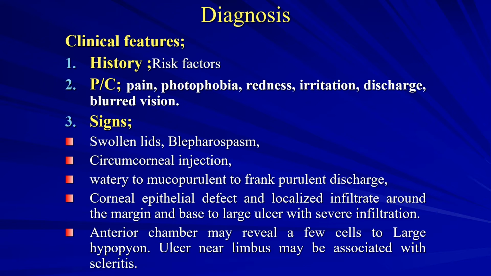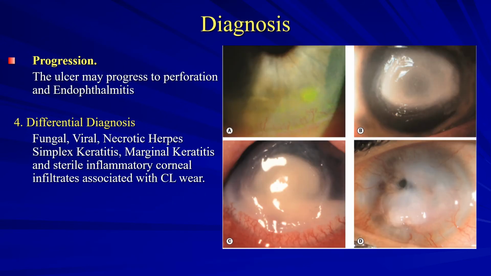The anterior chamber may reveal a few cells to a large hypopyon. The ulcer near the limbus may be associated with scleritis. The ulcer may progress to perforation and endophthalmitis.